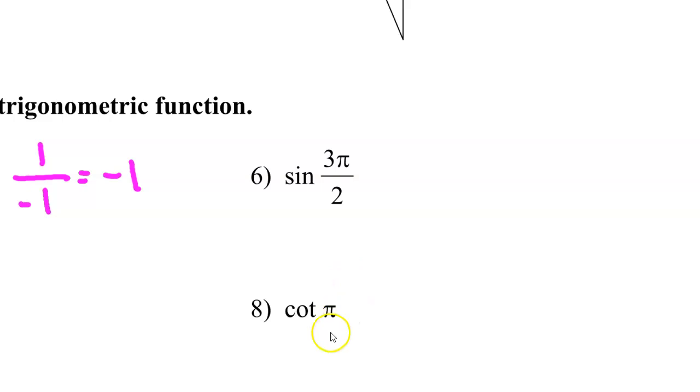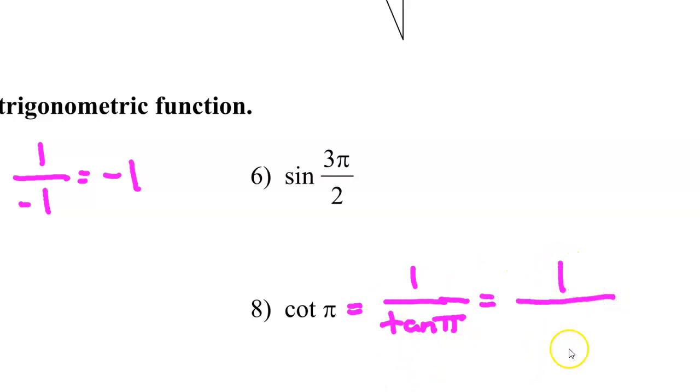Then we got something like the cotangent of pi. So we can do it this way and say it's 1 over the tangent of pi. So what is the tangent of pi? What is the slope at pi? 0. So this equals undefined. Yes. Okay.